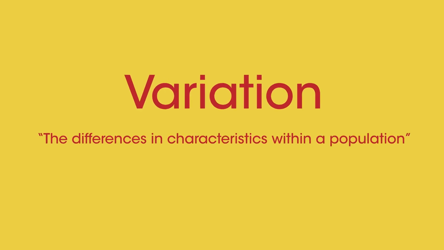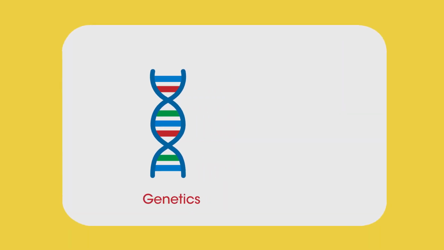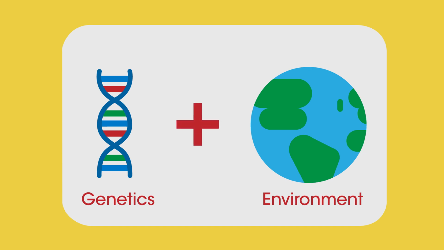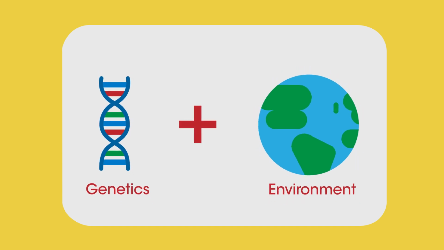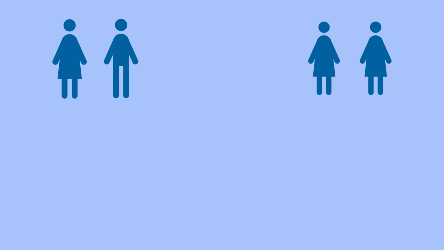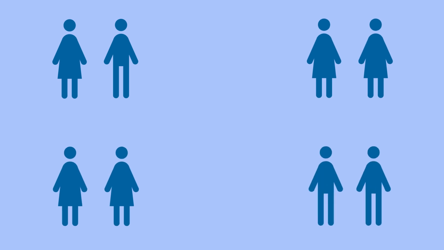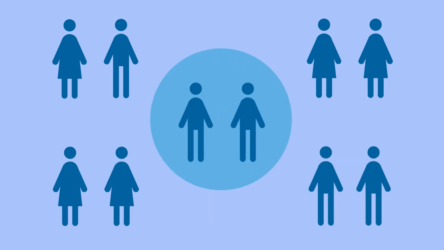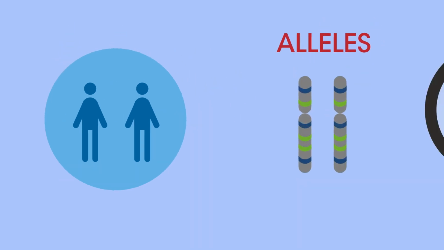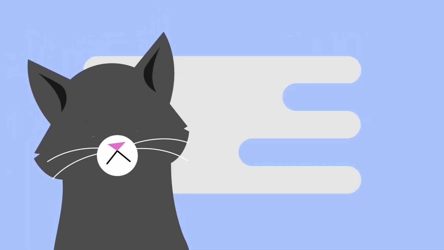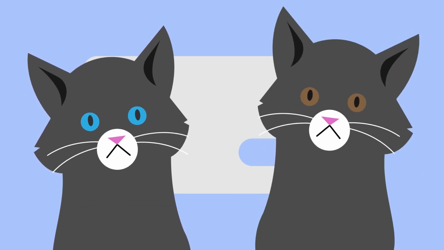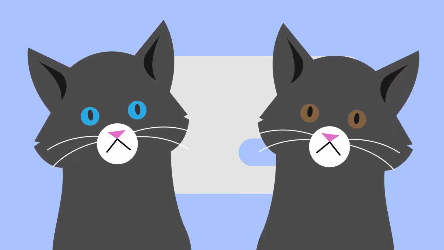Variation is the differences in the characteristics of individuals in a population. It can be due to genetics, the environment, or a combination of both. Let's start with genetics. Different members of a population have different DNA, unless they are identical twins. This means they have different versions of genes called alleles, and these alleles give rise to different characteristics. For example, on the eye colour gene, this kitten has an allele for blue eye colour, whereas this kitten has an allele for brown eye colour.